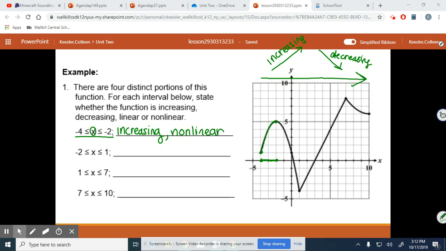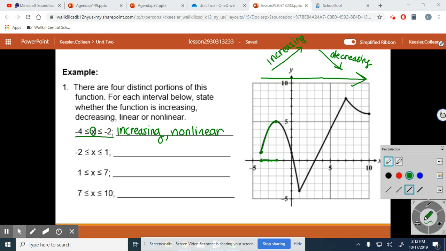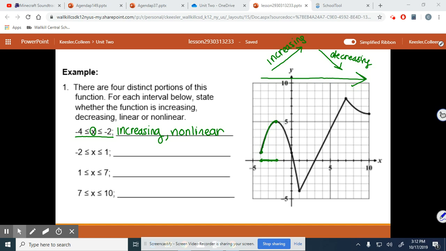Now we need to look at -2 to 1. So -2 to 1 would be from here all the way to here, which is this piece right here. And now from left to right, that's decreasing. And it's still not straight, so it's still non-linear.